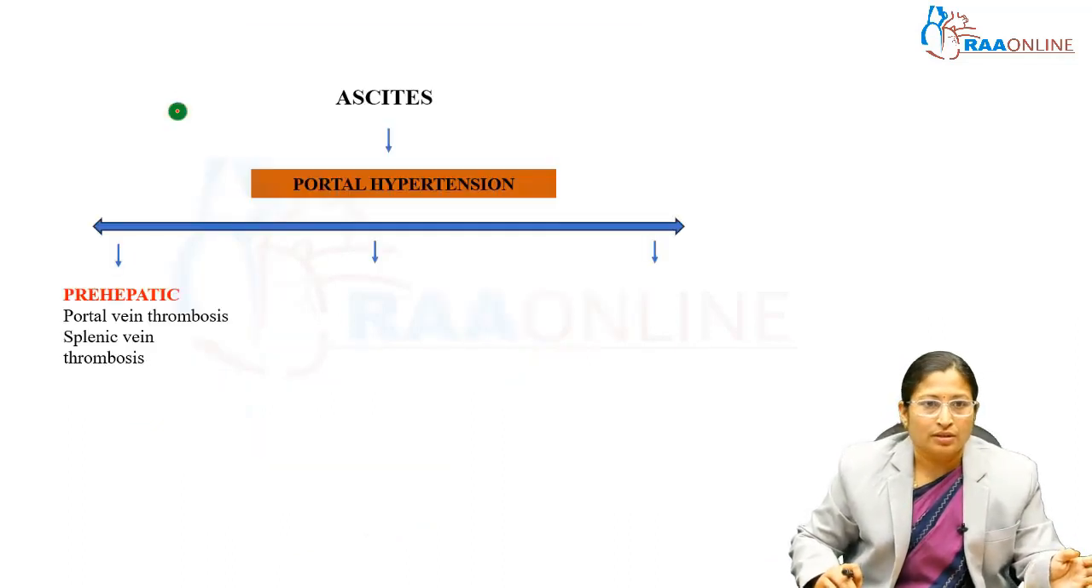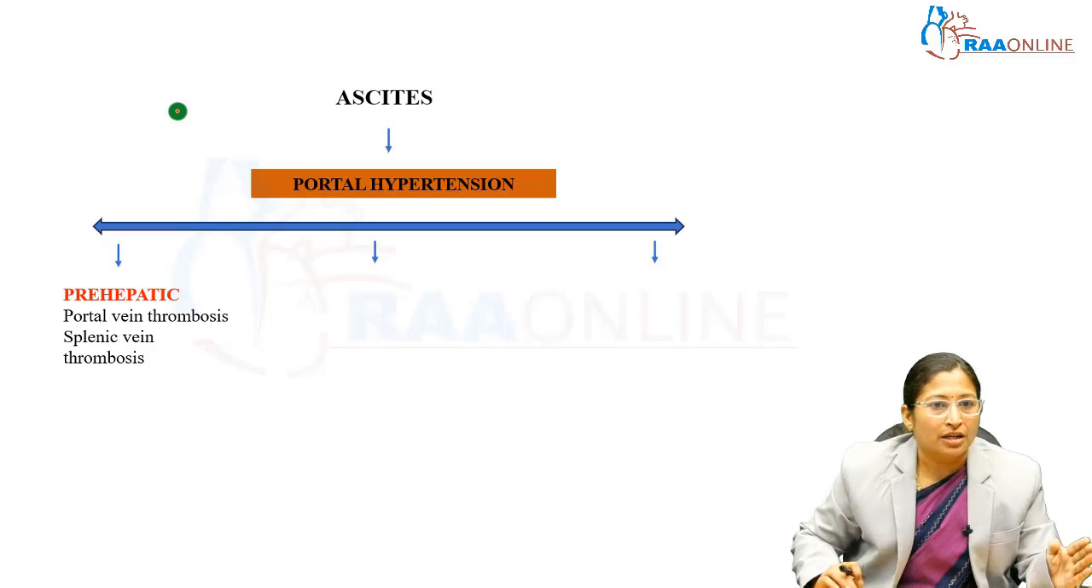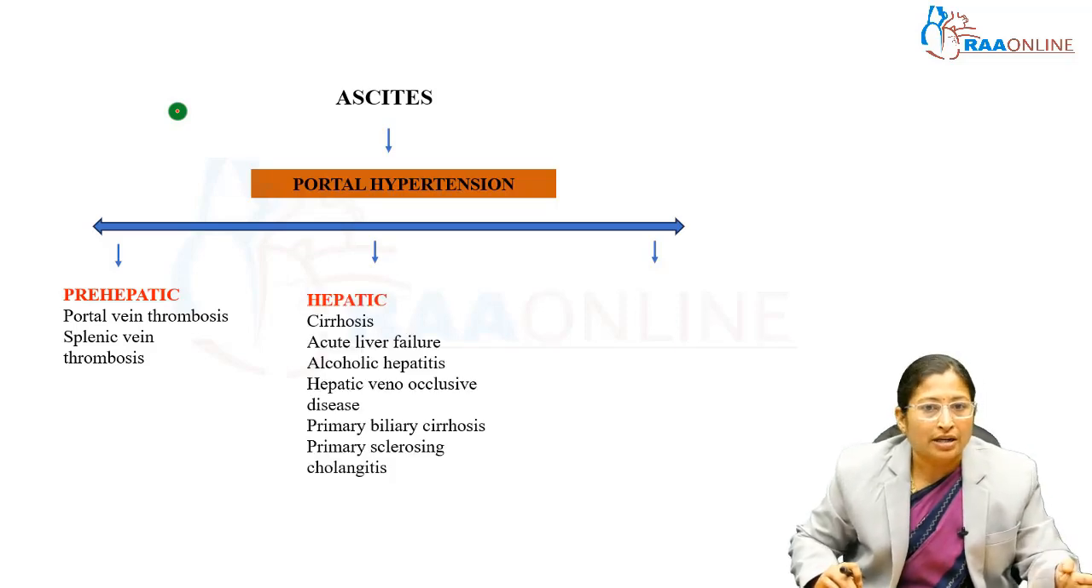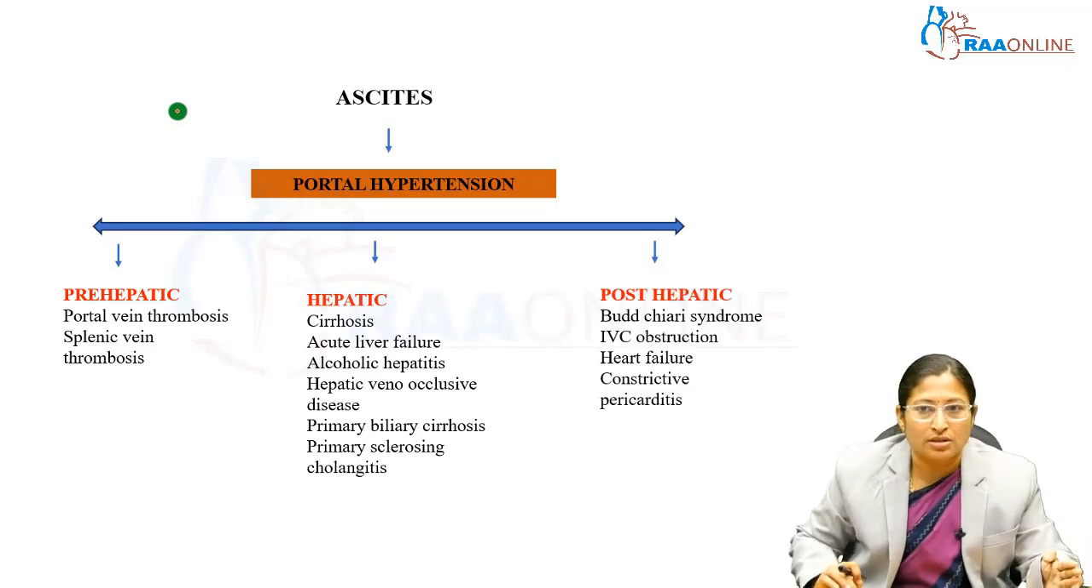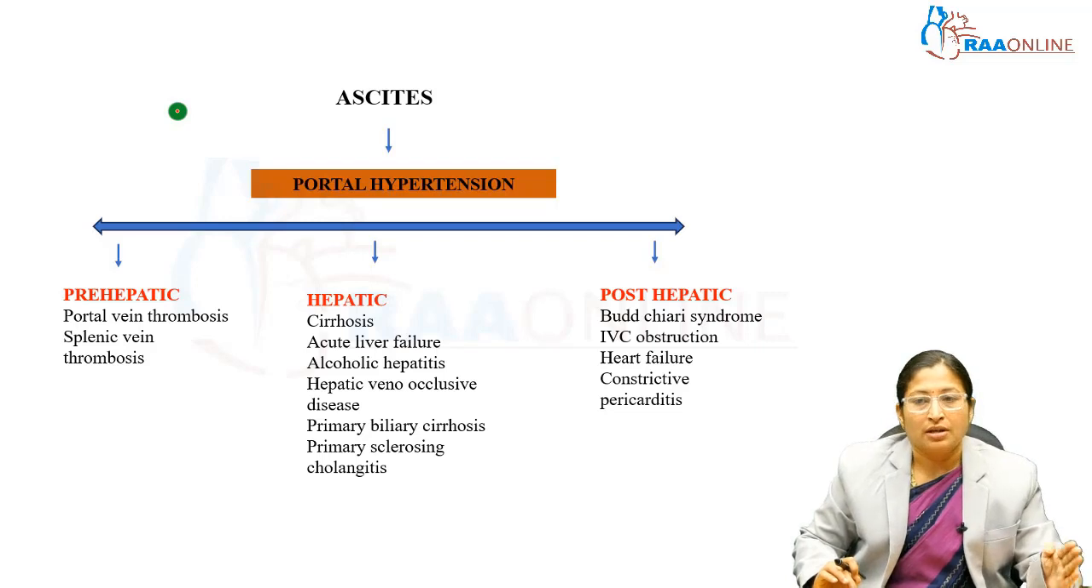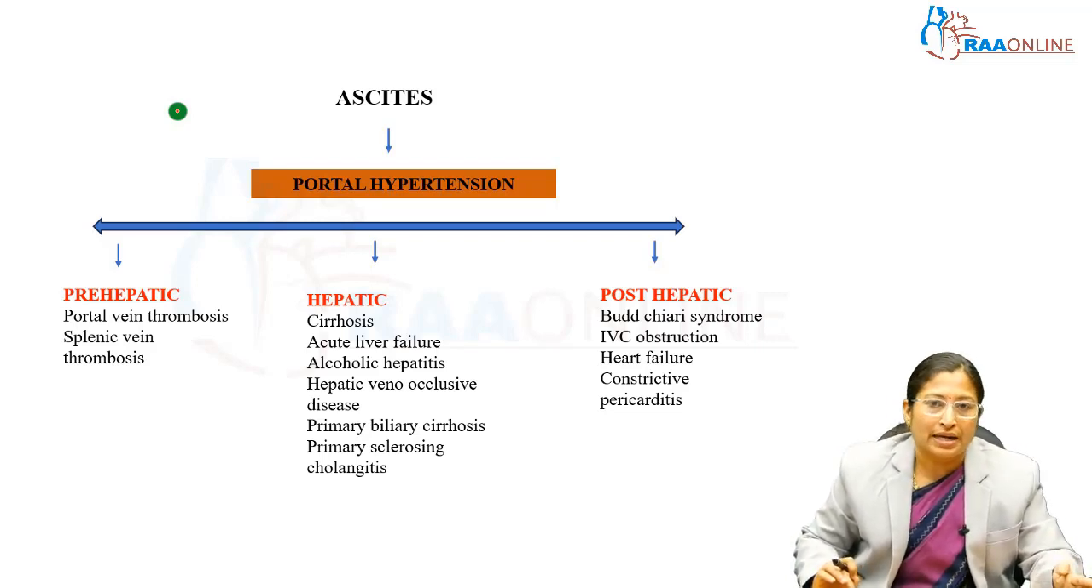Okay, so to reinforce again, the prehepatic causes include portal vein thrombosis, splenic vein thrombosis. Hepatic causes include cirrhosis, alcoholic hepatitis, hepatic veno-occlusive diseases, primary biliary cirrhosis, primary sclerosing cholangitis. And post-hepatic causes include Budd-Chiari syndrome, which is hepatic venous outflow obstruction, or inferior vena cava obstruction, right heart failure to be very specific, or constrictive pericarditis.